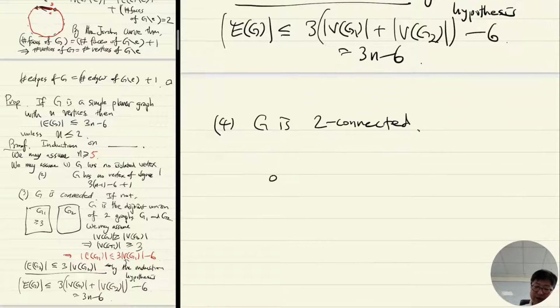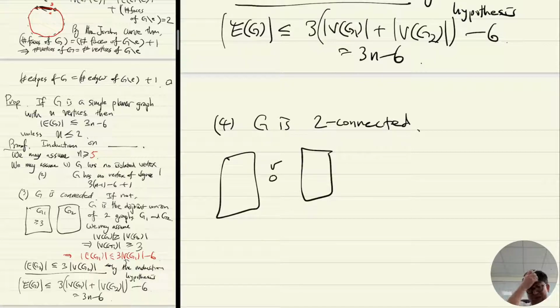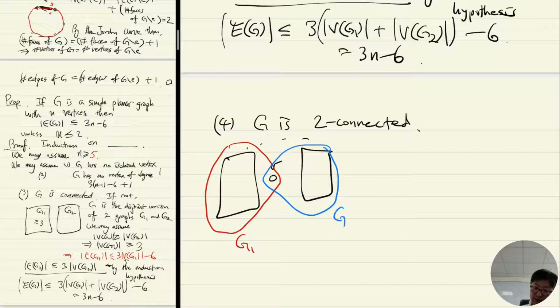Why? Because suppose not, then I have a vertex v and a partition into 2 parts where there's no edge from left to right, right? So let me call this my G1 and this is my G2. So I have edges like this.